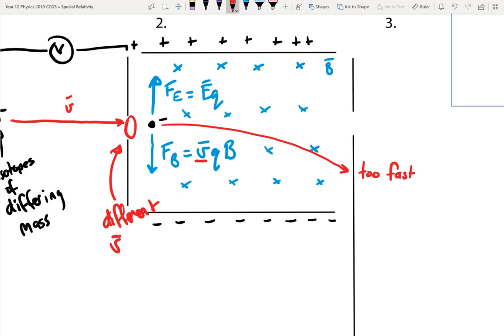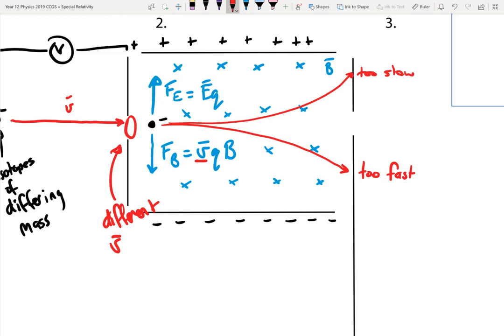Let's go the other way. If I was traveling too slow, now the opposite occurs. Now, if I'm traveling too slow, then the Lorentz force is now reduced in magnitude, and the electrical force upwards is now greater, and the particle accelerates upwards.